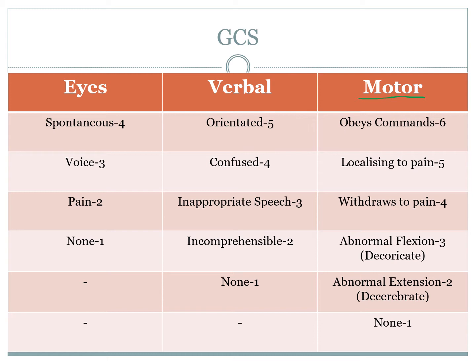From 5 down, you're essentially looking at pain responses. Localizing to pain means that when you're doing a painful stimulus, the person is able to feel that stimulus and then localize to that exact area. So if you're pinching someone's nail bed, they are able to grab that nail bed that's in pain, or they're able to identify where exactly that pain stimulus is coming from. That's obviously pretty good. When you get to withdrawing from pain, the textbooks will let you know that someone withdrawing from pain is essentially someone moving away from that painful stimulus.